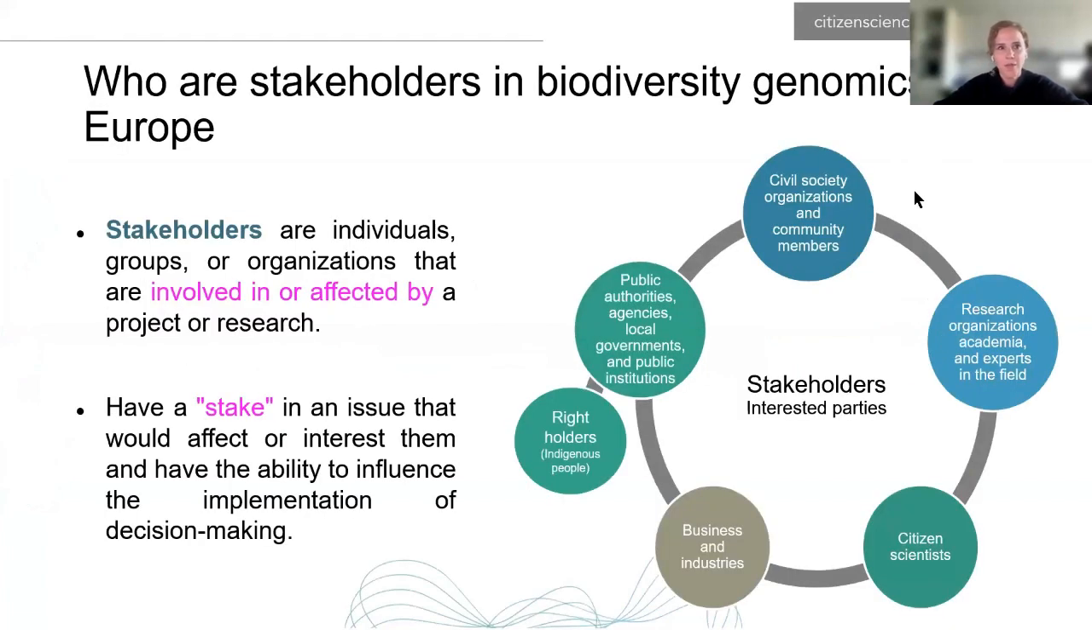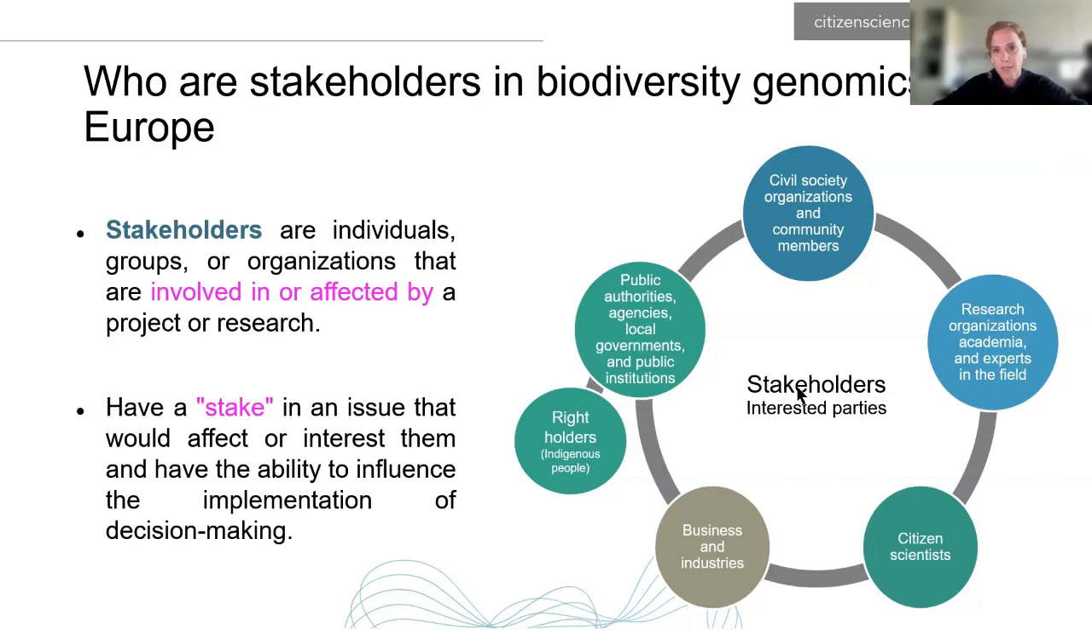So in the Citizen Science Committee, first of all, we would like to define who the stakeholders in biodiversity genomics are and who could use a high-quality reference genome for applied genomic research. By definition, they are all individuals, groups, or organizations that are involved in or somehow affected by a project or research in biodiversity genomics. So it means they also have the ability to influence the implementation and the decision-making regarding genomic research. So we define stakeholders in a couple of groups.